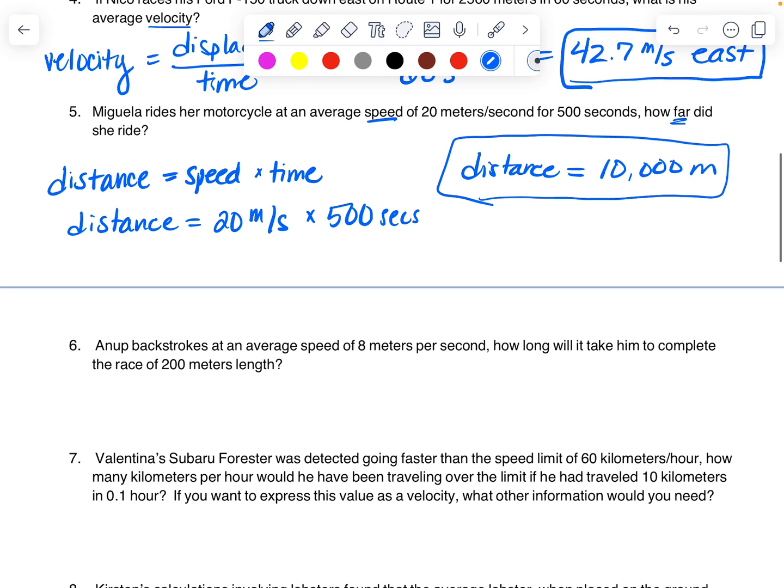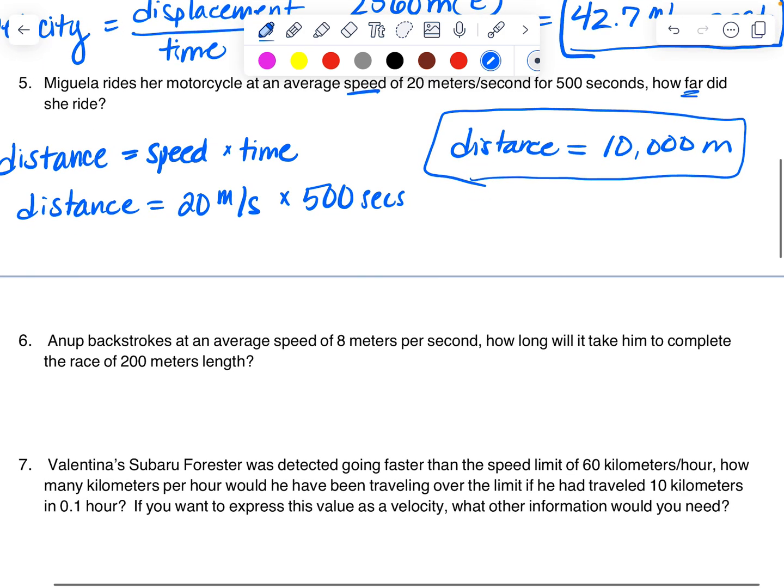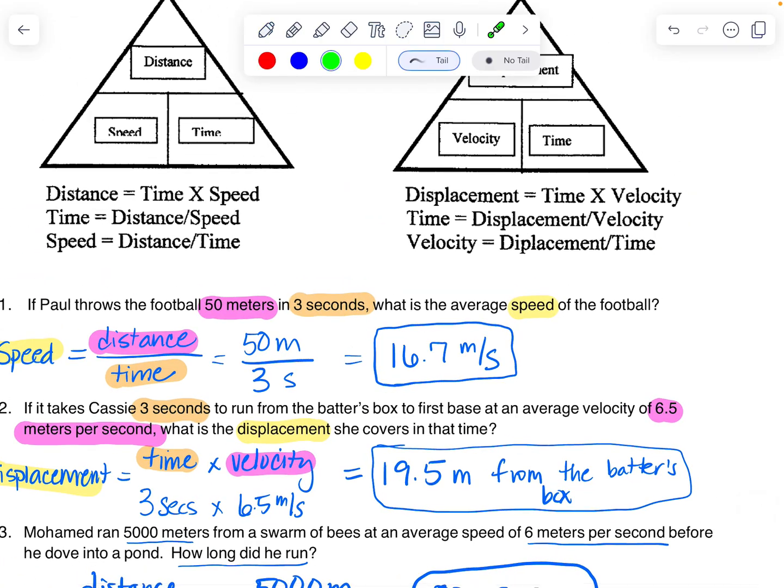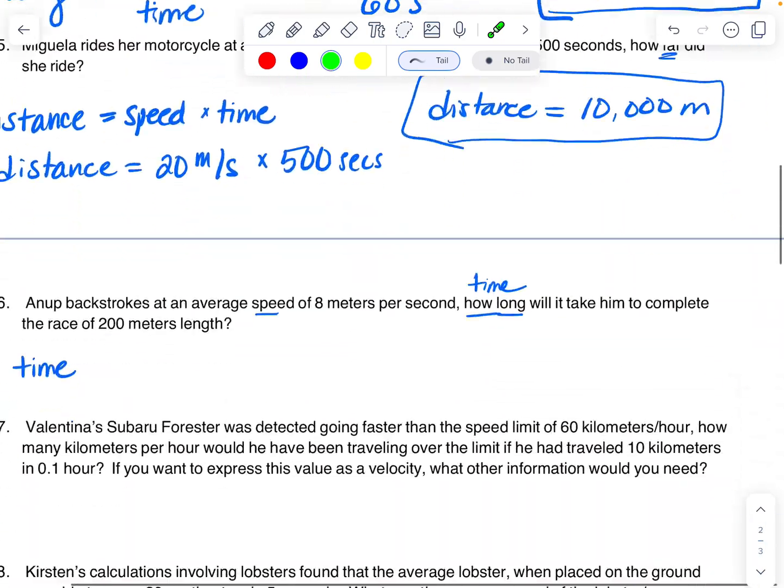And next, Anoop backstrokes at an average speed of 8 meters per second. How long will it take him, so how long is time, to complete the race of 200 meters length? Okay, so we're looking at time, and which time are we looking at? Well, if they're using speed, we want the time that's got speed in it. So when we look up here, this time has speed in it. That time has velocity. So we know it's time equals distance divided by speed.